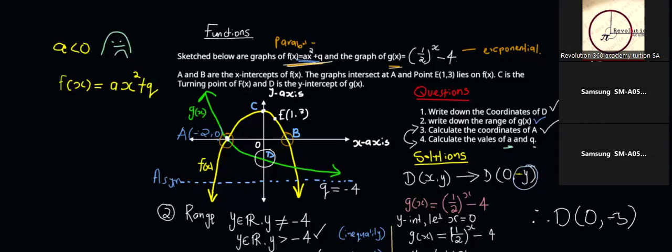Calculate the values of A and Q. One thing you need to understand: with regards to the value of A, we know we're going to get a negative answer. And with regards to the value of Q, we know we're going to get a positive answer. So they even made our job much easier because we have those points on the graph.